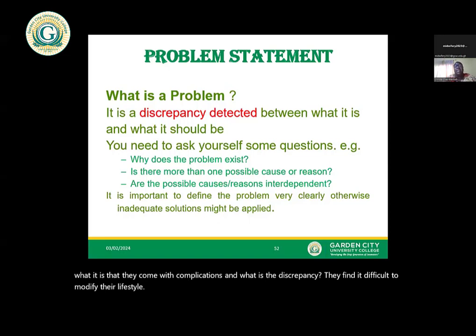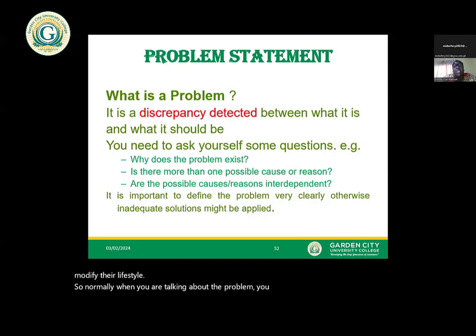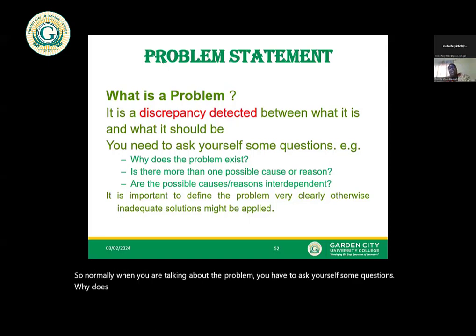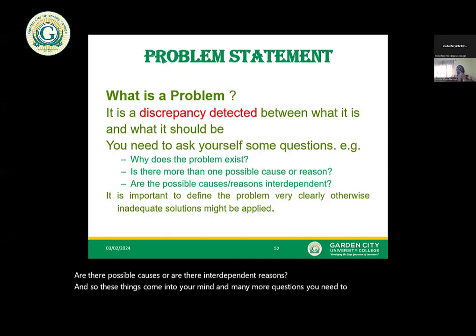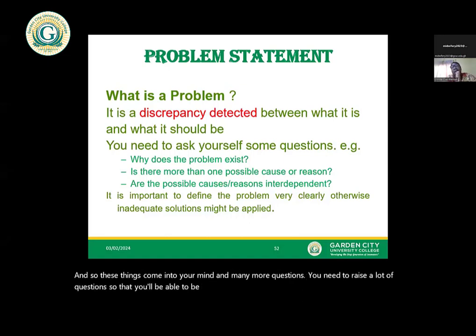So normally, when you are talking about the problem, you have to ask yourself some questions. Why does the problem exist? Is there more than one possible cause or reason for the problem? Are there possible causes, or are there interdependent reasons? And so these things come into your mind, and many more questions. You need to raise a lot of questions so that you'll be able to be clearer on whatever you want. And so you need to define the problem very clearly.